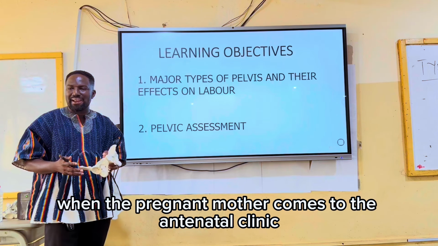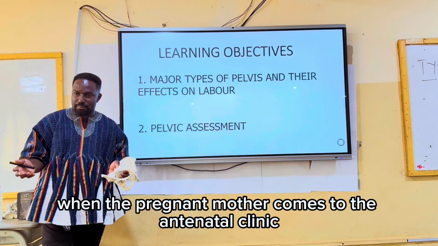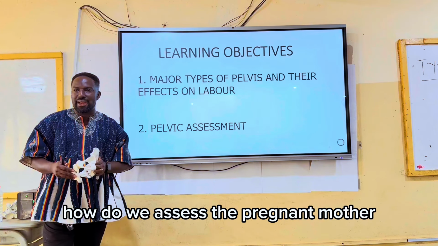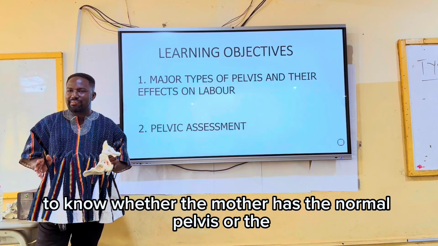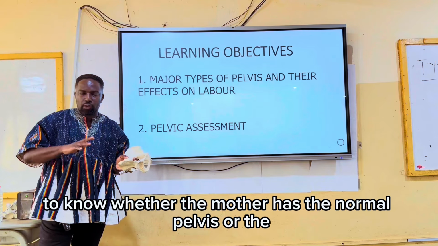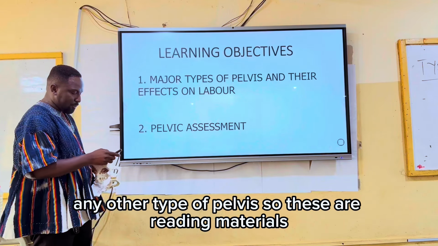When the pregnant mother comes to the antenatal clinic, how do we assess the pregnant mother to know whether the mother has the normal gynaecoid pelvis or any other type of pelvis?